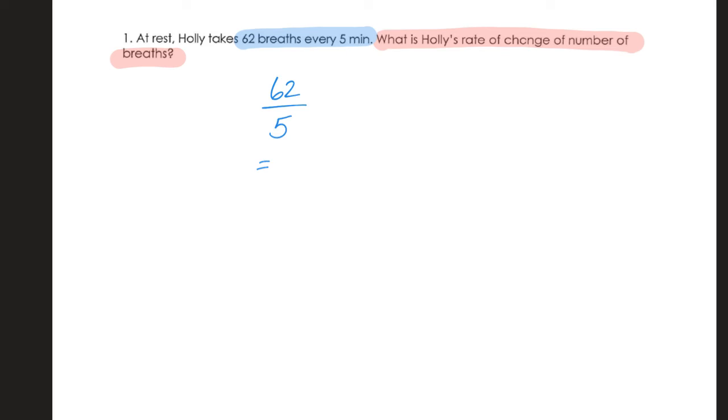However, we don't normally talk about things in that regard. Like, notice that blue fraction is fully simplified. So if I asked you the red highlighted question, hey, what's Hawley's rate of change, number of breaths? I know one part of my answer: one part of my answer is going to be breaths per minute.